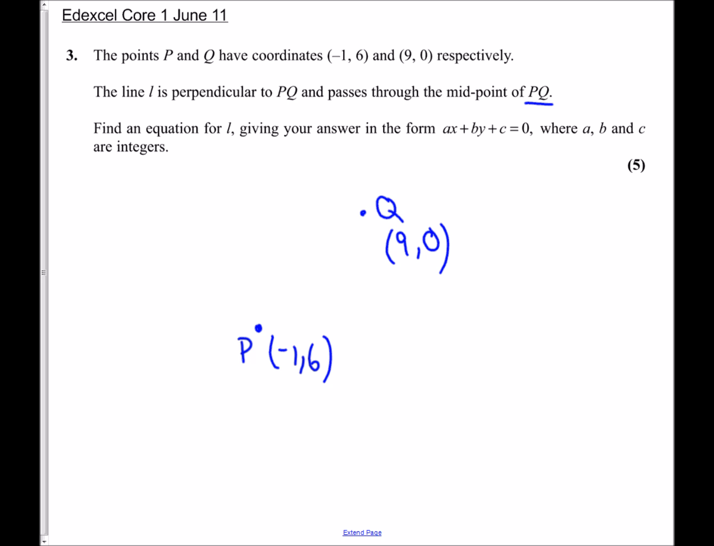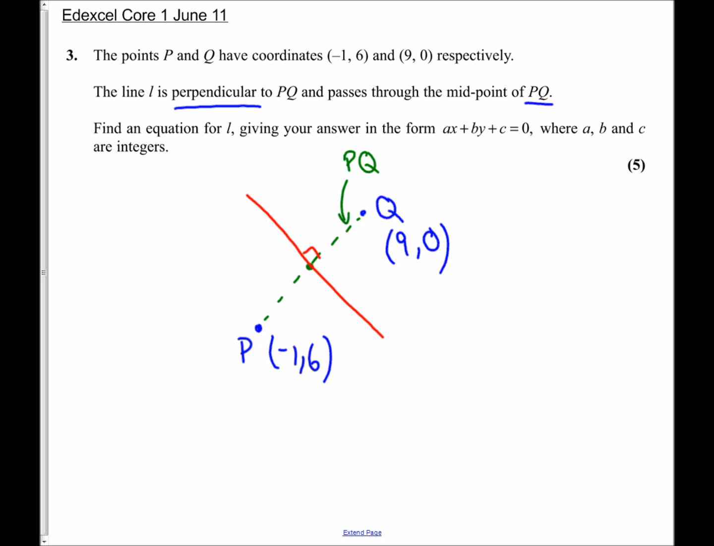Then we know that we've got a perpendicular line to PQ. So here I'm going to draw in the line PQ. So this line here is PQ. We're looking for a perpendicular line which passes through the midpoint. So let's put in the midpoint. And perpendicular lines, remember, are at right angles. And we know from the video on perpendicular lines that the gradients multiply together to give me -1.